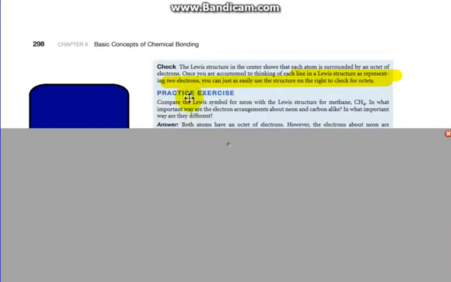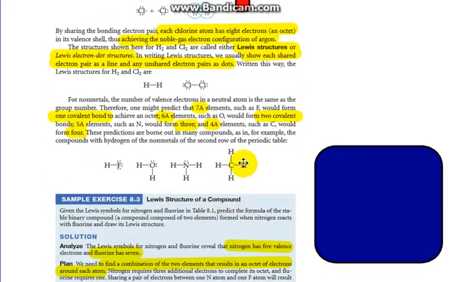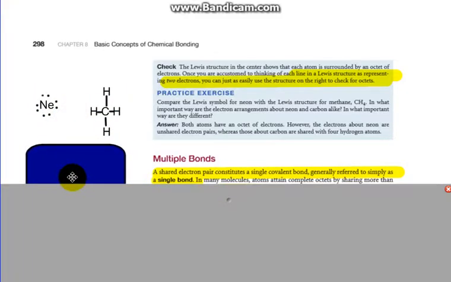Okay. Practice exercise. Compare the Lewis symbol for neon with the Lewis structure for methane. In what important way are the electron arrangements about neon and carbon alike, and in what way are they different? So methane we had earlier, I believe. There's methane right there. Okay. So if I'm looking at neon and methane, of course neon is just, well, we just represent the symbol with 8 electrons around it.